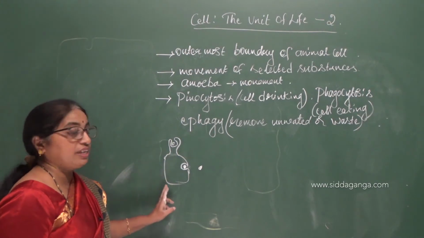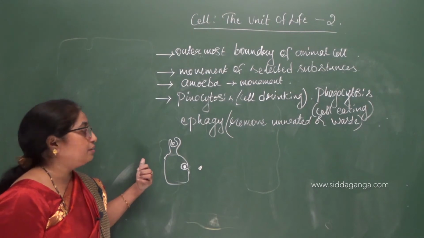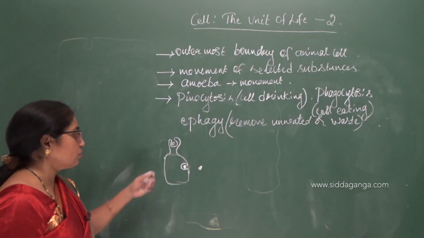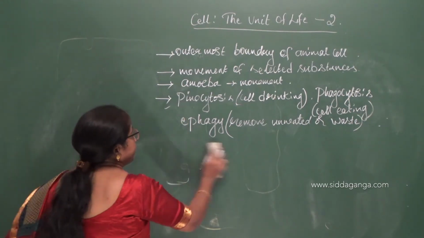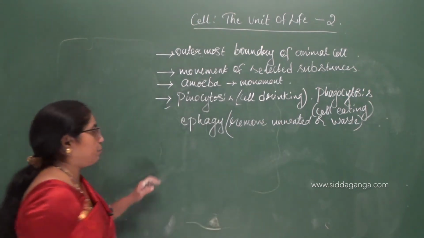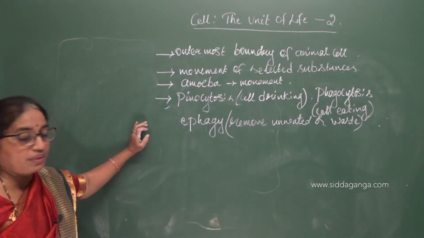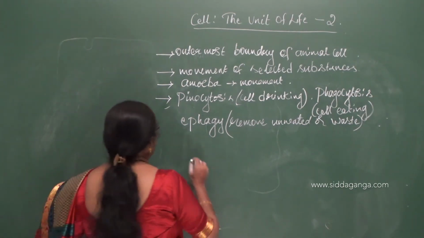So, that is the significance of this plasma membrane and the pinocytic vesicle, which we had shown in the ultrastructure of the animal cell. They bring about pinocytosis, that is cell drinking. They bring about phagocytosis, that is cell eating. They also bring about ephagy, or the removal of unwanted waste. They throw it out of the cell.